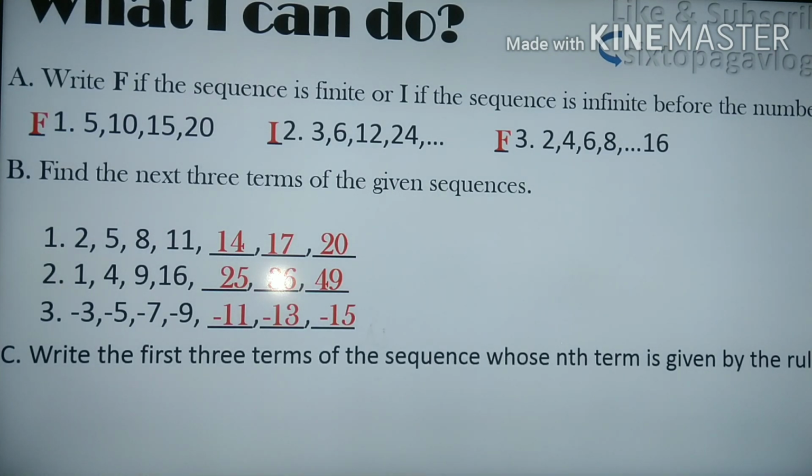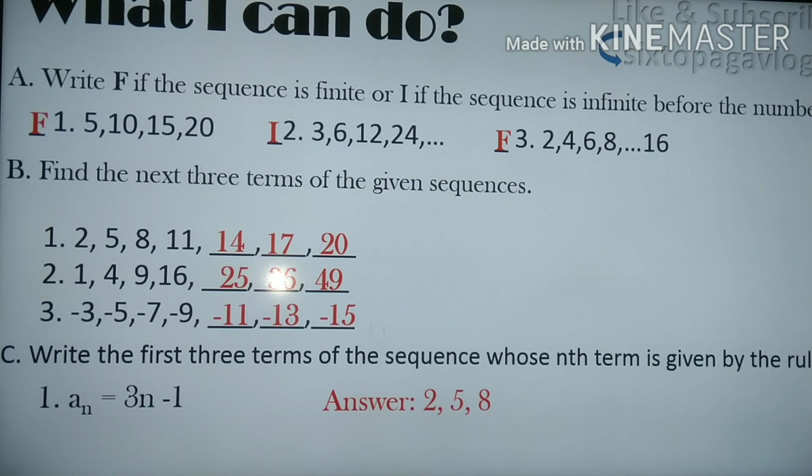Okay, letter C. Write the first 3 terms of the sequence whose nth term is given by the rule. Here's a sub n equals 3n minus 1. All you have to do is substitute starting from 1, 2, and 3, up to 3. So the answers are 2, 5, and 8. You can do it by inspection, or mentally. You can solve this mentally.